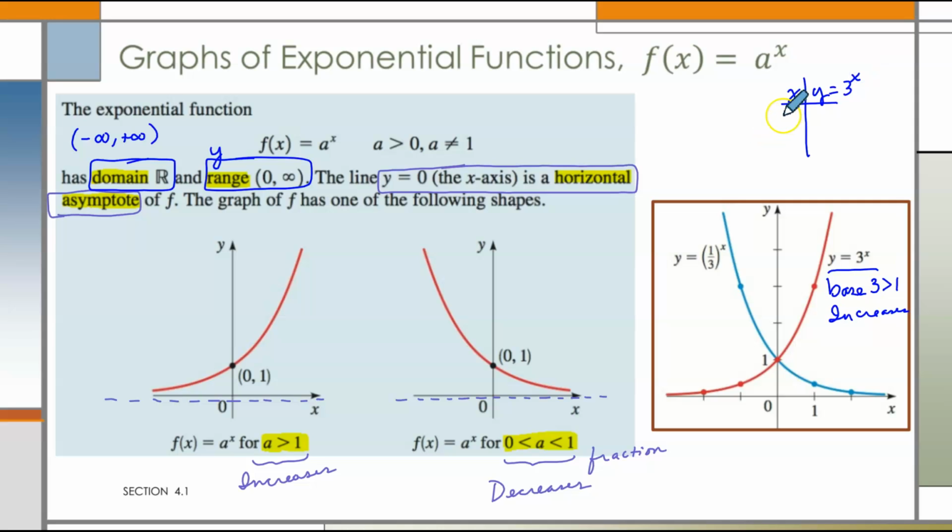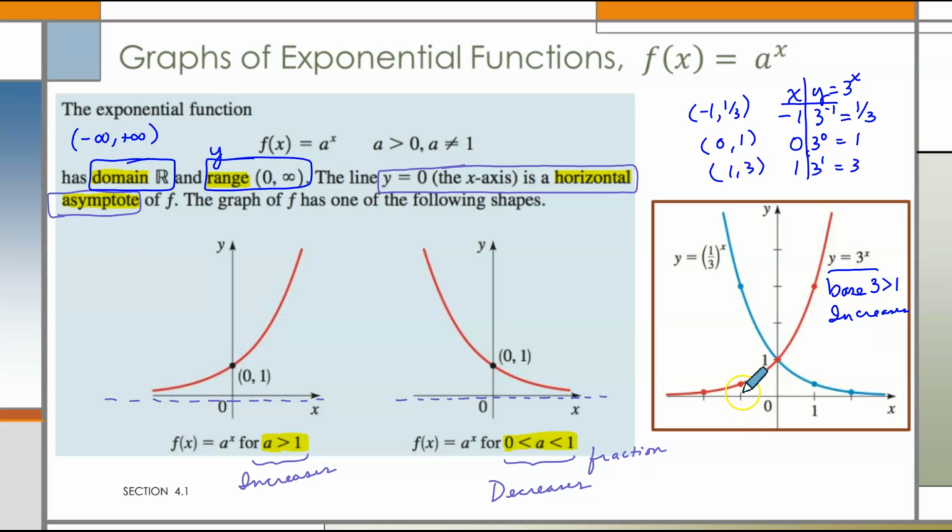For exponential functions, I like to pick -1, 0, and 1. You can pick any x that you want. These are just the 3 that I like. Okay, 3 to the negative 1, that negative exponent sends the 3 to the denominator, so we would be plotting negative 1, 1/3. 3 to the 0 is 1, we would be plotting 0, 1, and then 3 to the first is 3, we would be plotting 1, 3.